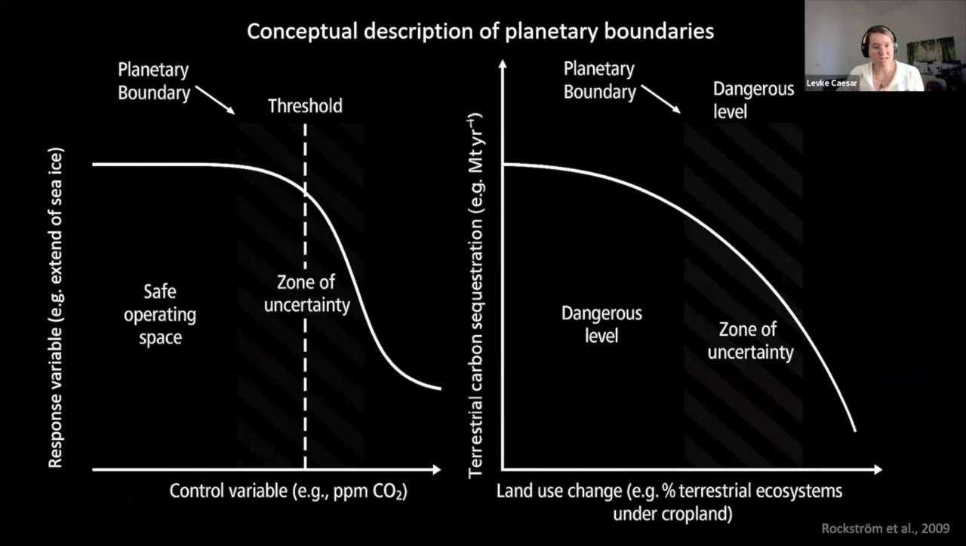And these boundaries are based on the understanding that crossing certain thresholds can trigger nonlinear, potentially irreversible changes that move the planet away from the stable conditions of the Holocene. So a conceptual description is shown here. You can see in the left panel of the figure that some processes, like for example the melting of the Arctic sea ice, are governed by tipping thresholds. This is then what we call a tipping element, and the threshold is the tipping point.